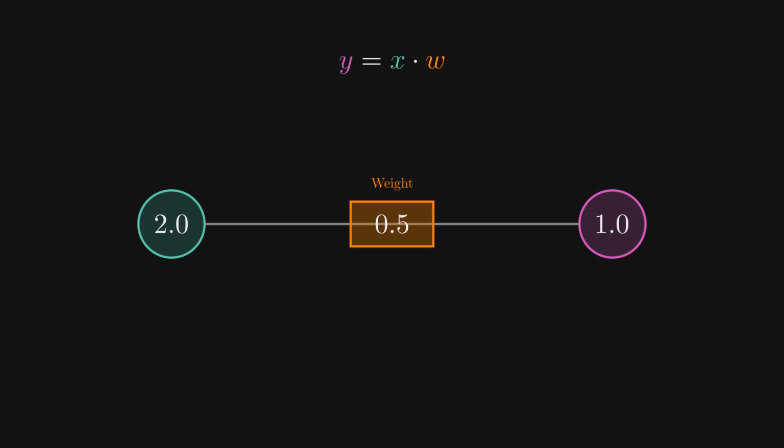We pass this number, say 2.0, along a mathematical connection. This connection holds a value. That value is the parameter. In this specific context, we refer to it as a weight. Let us give this weight a value of 0.5. The computer takes the input and multiplies it by the weight, yielding a single output. In this case, 1.0. This atomic calculation is the pulse of modern computation.